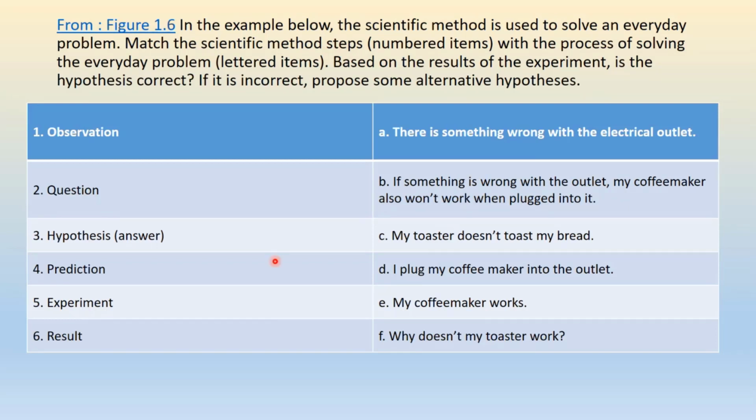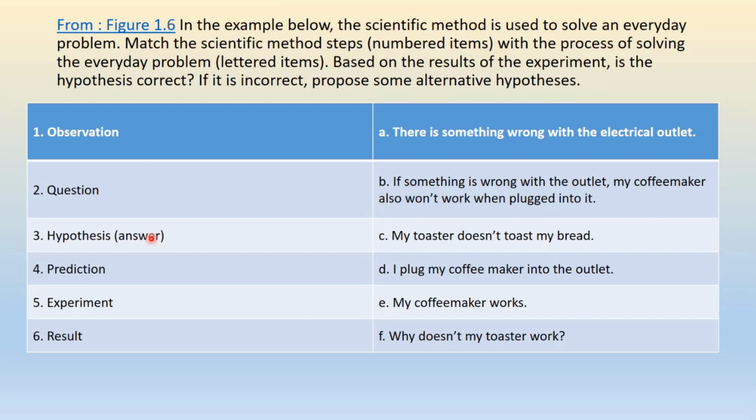Based on the results of the experiment, is the hypothesis correct? If it is correct, then propose the same alternative from the hypothesis. If it's not correct, you're going to have to give some proposed answer or some proposed alternate hypothesis.